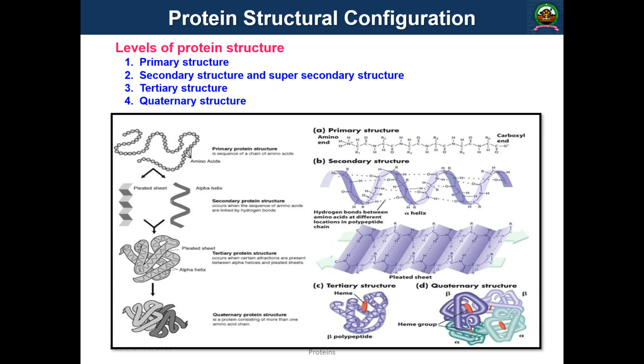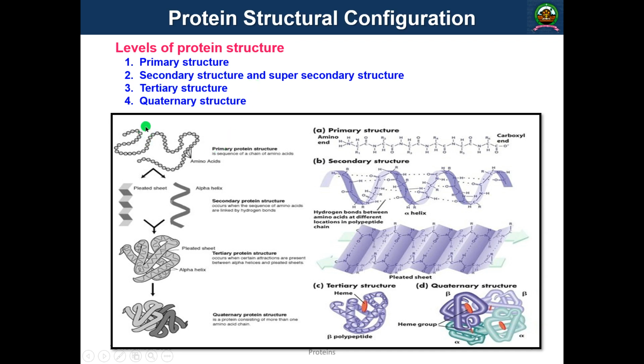Then we are going to discuss the protein structural configuration based on the peptide bond and the polypeptide. Keep in mind that protein has 4 structural organizations. One is known as primary structure, next is secondary structure and super secondary structure, next is tertiary structure, and next is quaternary structure. In your syllabus, they have mentioned the first 3: primary, secondary, and tertiary structure.